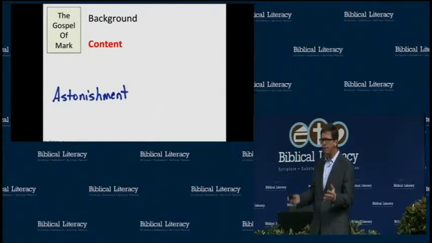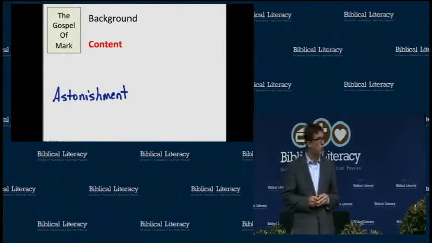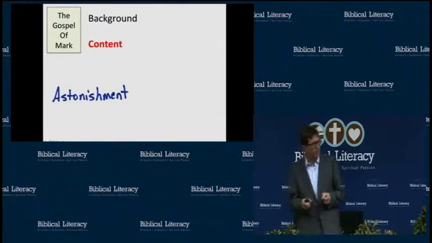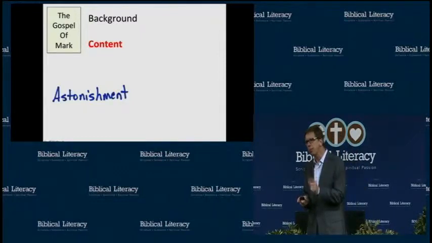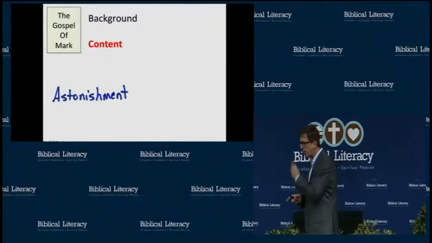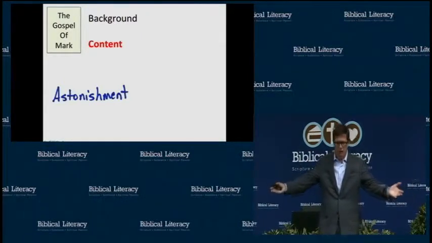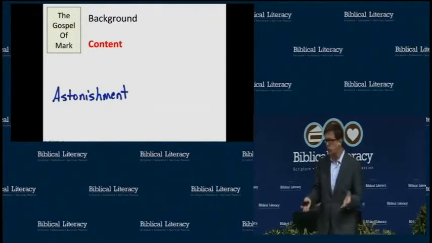That's astonishment. So the first time it's used is in Mark chapter 1. Jesus goes into the synagogue at Capernaum. And by the way, if you ever go to Capernaum, and a number of you have, Debbie Riddle will take you if you haven't. There is a synagogue there that was built on the site of the first century synagogue that Jesus would have taught in.